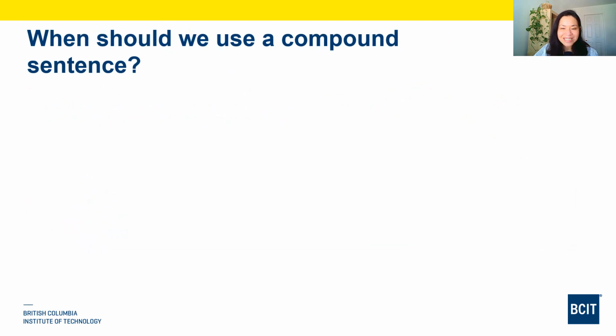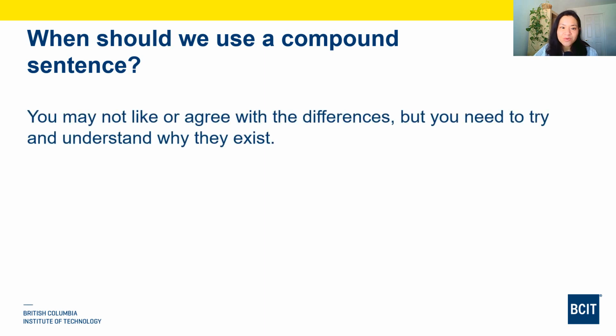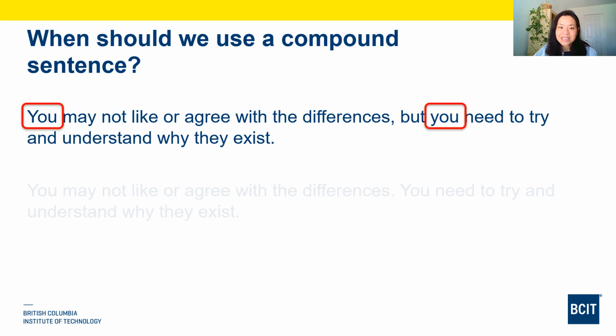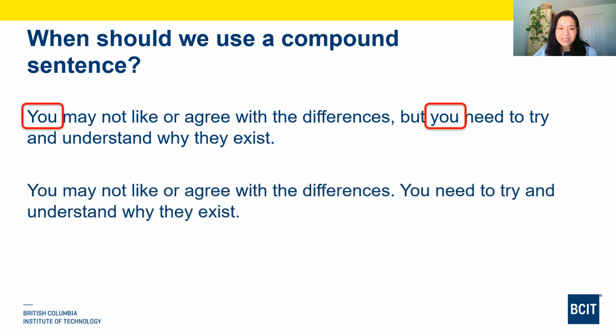When should we use a compound sentence over a simple one? When two simple sentences have a close relationship to each other. For example, you may not like or agree with the differences, but you need to try and understand why they exist. The two simple sentences have the same subject, you. If we left it like this, you may not like or agree with the differences. You need to try and understand why they exist. It sounds very choppy. Furthermore, it does not emphasize the relationship between the two sentences.